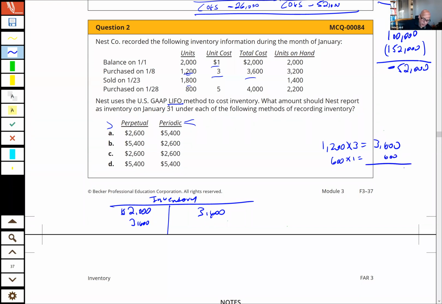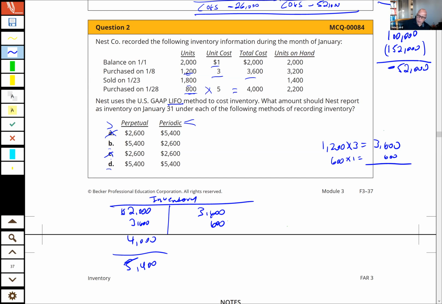Okay. So I take out the 3,600, I take out the 600, and then I go ahead and bring in these last ones here, 800 of them at $5. I bring in that last 4,000. And when I balance out my debits and credits, the balance in here is 5,400. So within a fairly short period of time, I've narrowed this question down to either B or D by starting with perpetual.